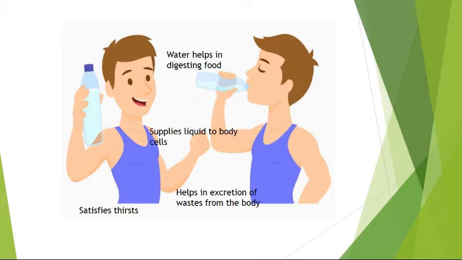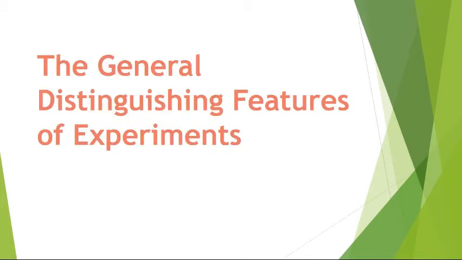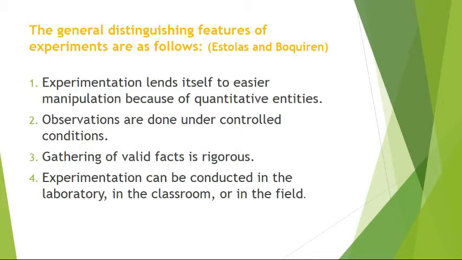The next topic is the general distinguishing features of experiments. The general distinguishing features of experiments are as follows. First, experimentation lends itself to easier manipulation because of quantitative entities. The second is observations are done under controlled conditions. Third, gathering of valid facts is rigorous.